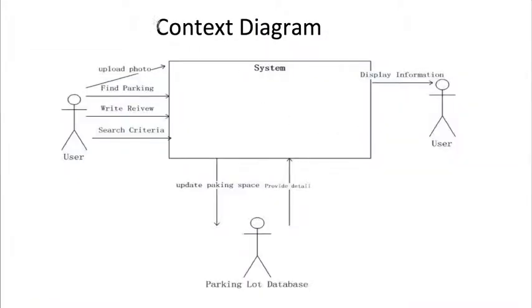Next, we'll talk about the context diagram. In the context diagram, people want to park their cars before they go shopping or go to a restaurant. Thus, they need a system to provide information about where or when they can park. It's very convenient for people. Meanwhile, the parking lot needs to upload the parking space photos, reviews, some special needs, and availability time and number of spaces.